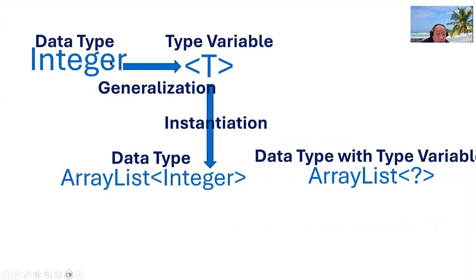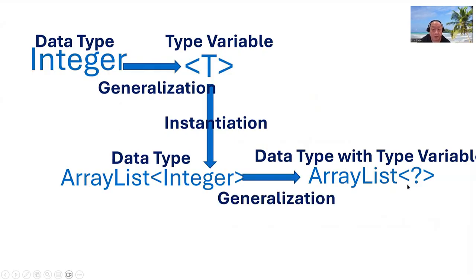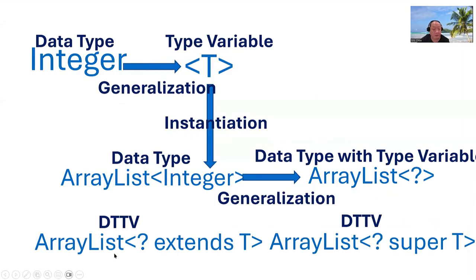So you have integer, then you have type variable T to map to the integer. Then you have already some integer that's type T mapped with integer. Then you may have array data type with the unbounded variable question mark. You generalize that question mark. And then you have array of question mark extends T. You can have any type that's under T or any type that's above T. Super T means above T.